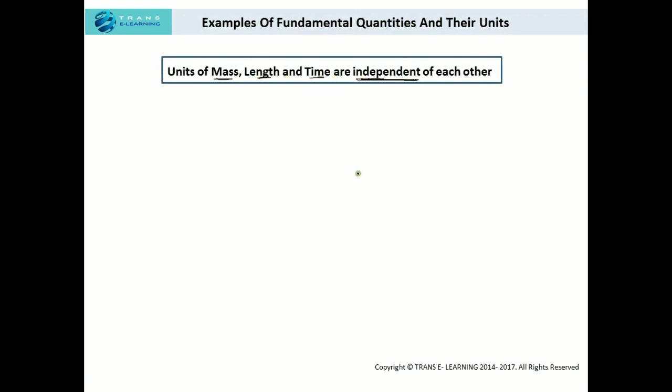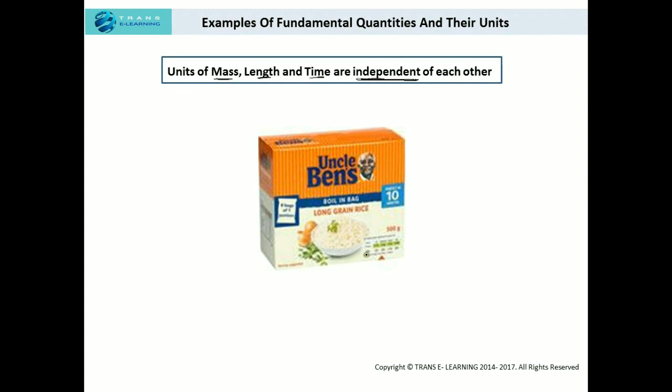So before ending this video, I would like to give you a simple example from daily life so that the concept of fundamental quantities and the units, that they're not dependent on each other and they're not related to each other, is clear. So just a simple example. An example of Uncle Ben's long grain rice, and the mass of this rice box is 500 gram. Now if I keep this rice intact for 2 years without hampering it, without taking any rice, and just keeping it untouched for 2 years, what do you think?